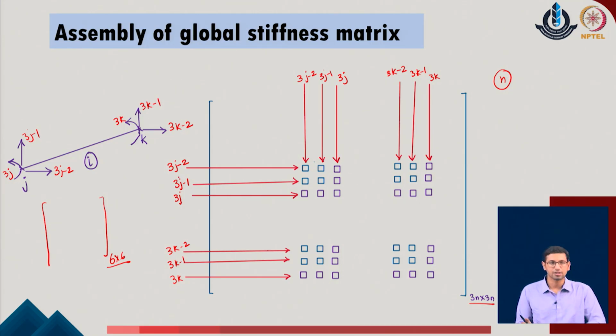So, we got the answer that in the global assembly, which is of the size 3n cross 3n, I will go to the row numbers 3j minus 2, 3j minus 1 and 3j, as well as the row numbers 3k minus 2, 3k minus 1 and 3k of the given system, and now I will place the components of the stiffness matrix of the system in this manner at these positions.